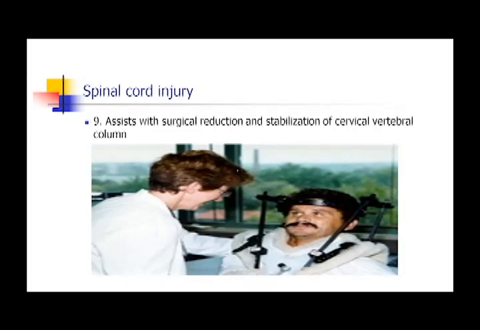There are also orthopedic interventions for these patients, but we will reserve that for our discussion on fractures and orthopedic nursing. So that is for the different nursing interventions for SCI.